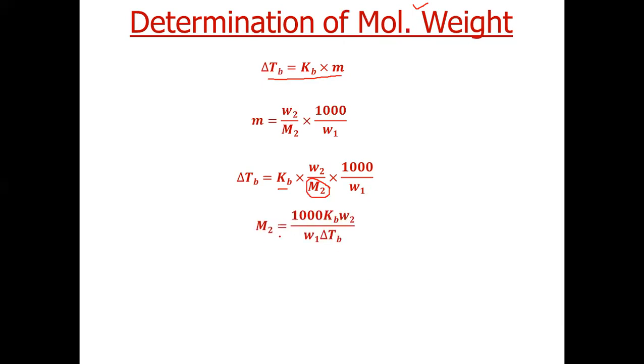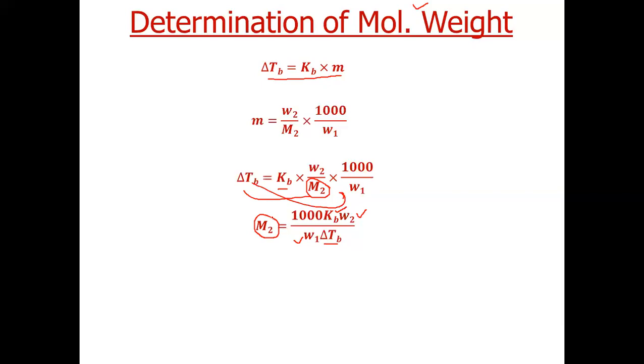So from this relation, M2 is 1000 Kb W2 divided by W1 multiplied by delta Tb. Now, if we know W2, how much solute we have taken, and if we know W1, how much solvent we have taken, we can measure delta Tb experimentally. The value of Kb is known from the table, so we can calculate the molecular weight of the unknown solute.